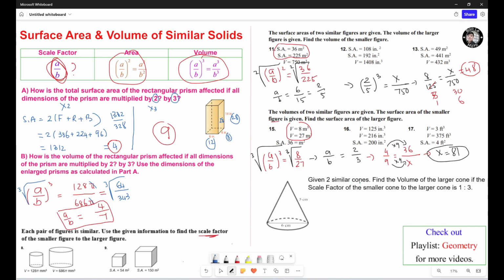Now let's move on to the last one. Given two similar cones. Alright. Find the volume of the larger cone if the scale factor of the smaller cone to the larger cone is 1/3. So this is small. This is small, right? You need to find the bigger one. So you need to calculate the volume of the smaller one first. So the volume of the cone should be equal base times height divided by 3. Alright. Now you don't have height. You need to find height.